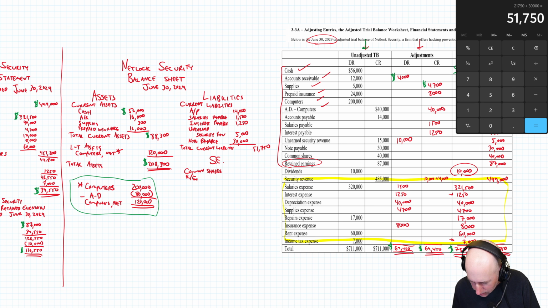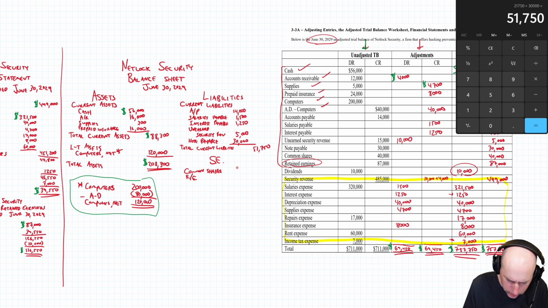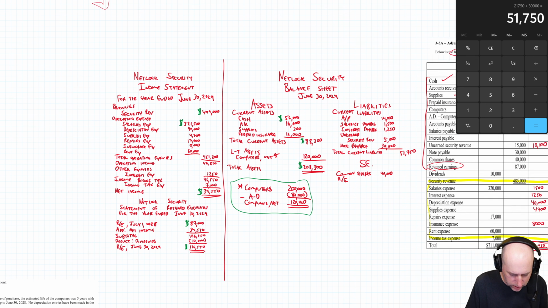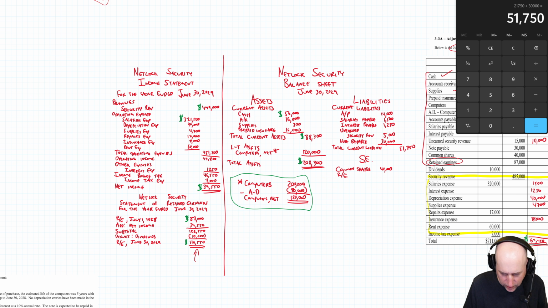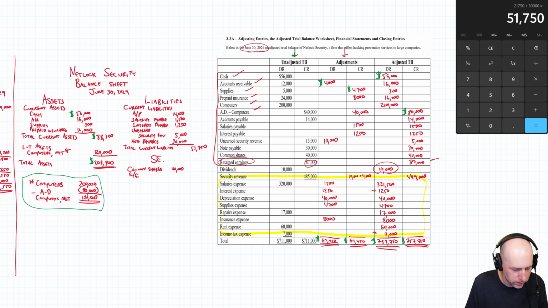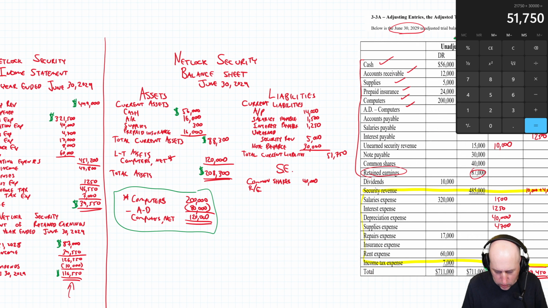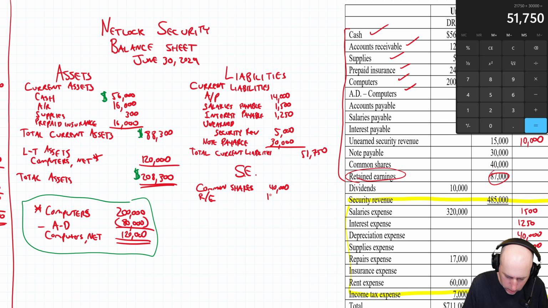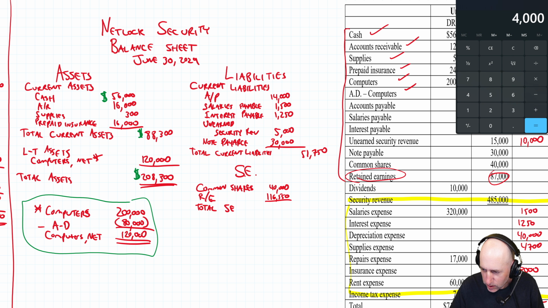Our common shares, though, we just take the number, 40. Retained earnings, look at the statement of retained earnings, the bottom line there, 116,550. We don't take our retained earnings from the question, right? It's not 87,000 over there. It's 116,550. And now we add this up to get our total shareholders' equity, 40,000 plus 116,550, 156,550.